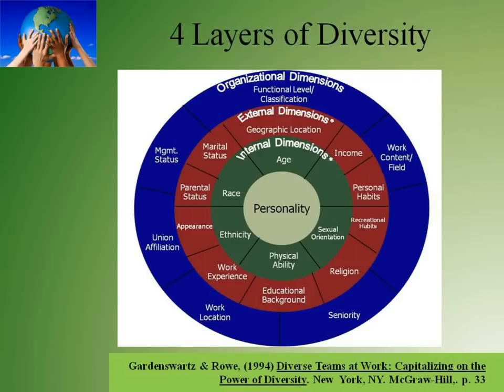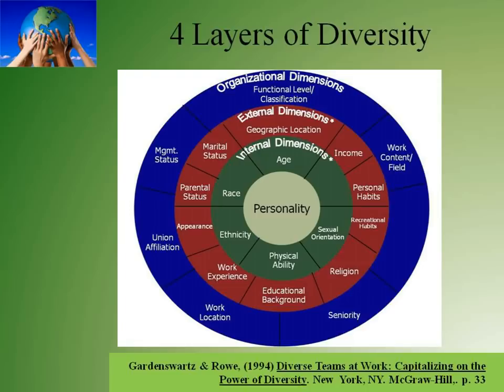This graph gives us the four basic layers of diversity. This comes from Gardenswartz and Rowe back in 1994, diverse teams that were capitalizing on the power of diversity, from McGraw Hill. This model helps us think about diversity in layers, some of which we control and others we don't. At the center of what makes us different from others is the fiber of our personalities.